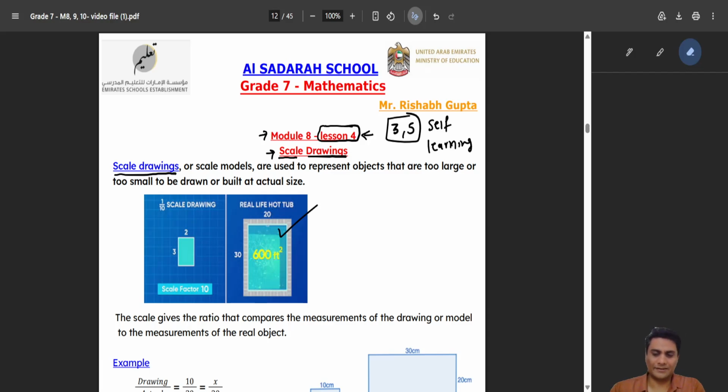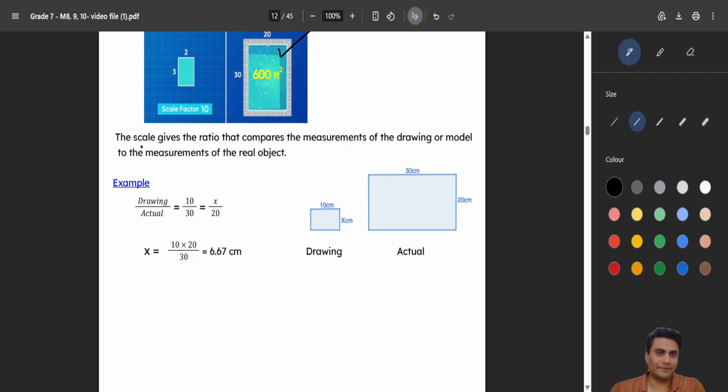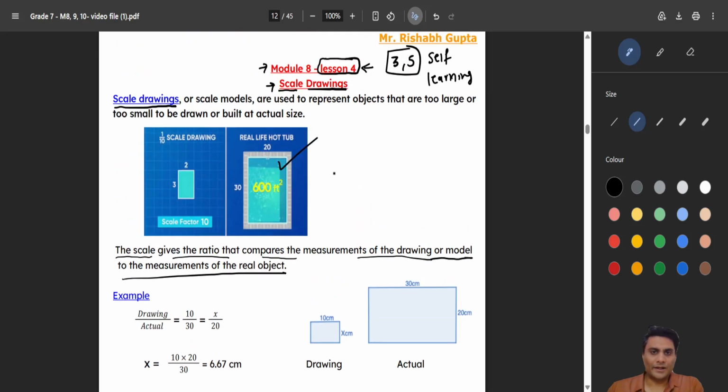Now let us understand what a scale is. I said this word 2-3 times. The scale gives the ratio that compares the measurement of the drawing or the model to the measurement of the real object. According to my definition, scale is the ratio of the drawing and the real object.